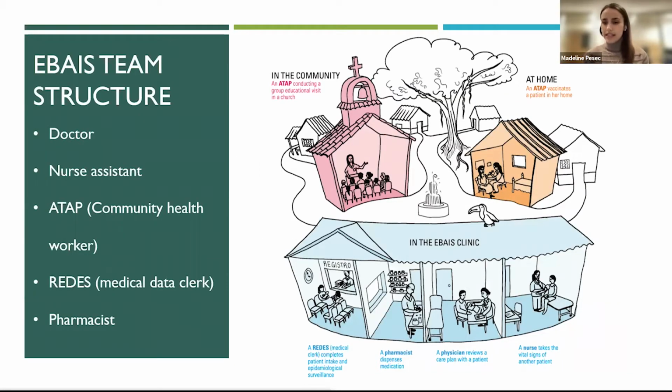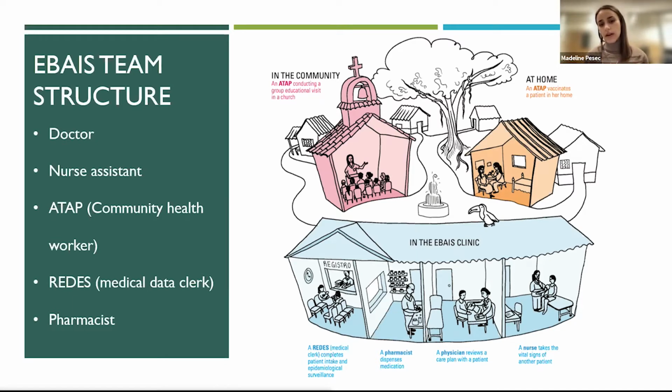So looking at these Ebis teams that are really the heart of the model, the Ebis team structure does vary from place to place a little bit depending on the needs of the population, but every Ebis team has a doctor, has a nurse assistant. Most Ebis teams have their own community health worker. Occasionally they're shared between teams. They have a medical data clerk, which was a new position created by the reform. And they have most of the time a pharmacist. And together, these individuals work to deliver that primary care that is so comprehensive in nature we talked about before.